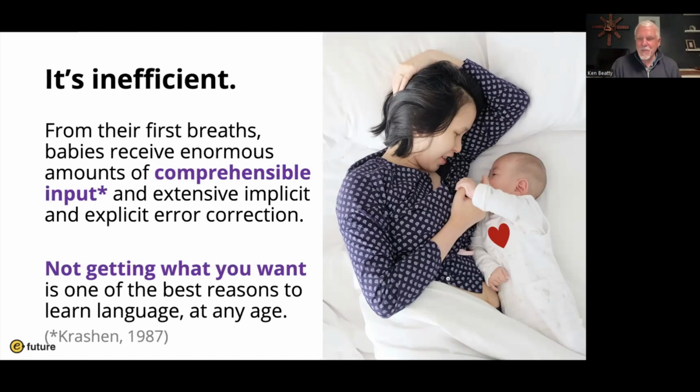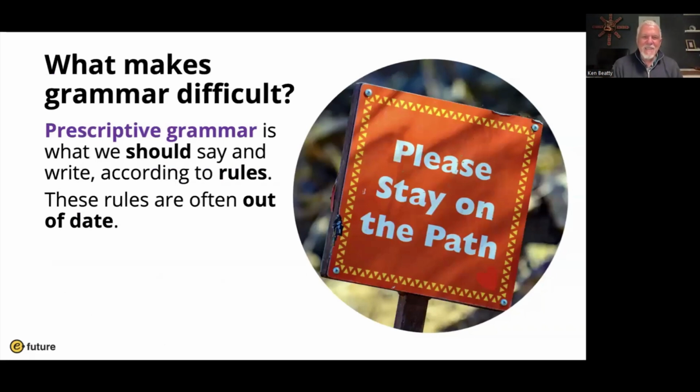But it's not efficient for me to just try to learn language by going and living in a country for years or something. So what about grammar? Why is the grammar part of language so difficult? Well, we have two different kinds of grammar. The first is prescriptive grammar, and that's what we should say or write according to rules. These rules are often out of date.